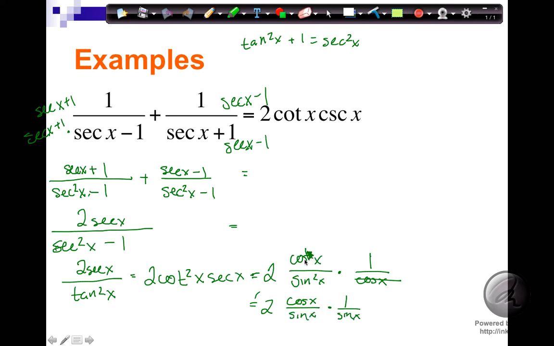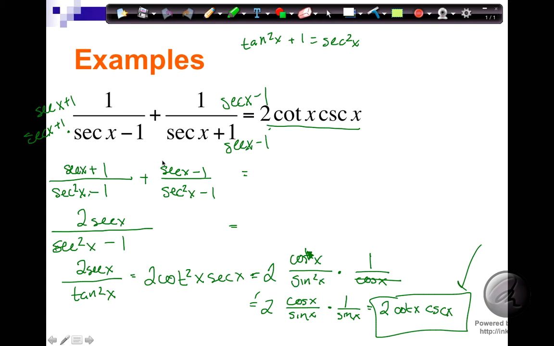And if you agree with me here, cosine over sine squared is the same thing as cosine x over sine of x times 1 over sine of x. Well, look at that now. We have 2. Cosine over sine is cotangent, and 1 over sine is cosecant. And that's actually what we wanted. Right there, we have what we tried to get to at the beginning. That means we are done. That's a little check mark there.